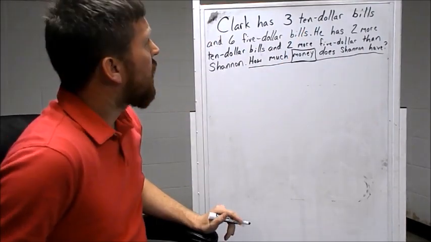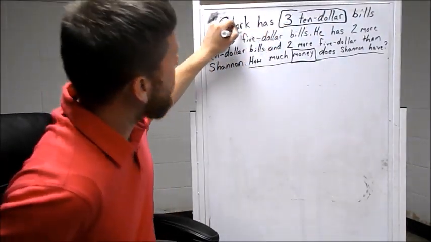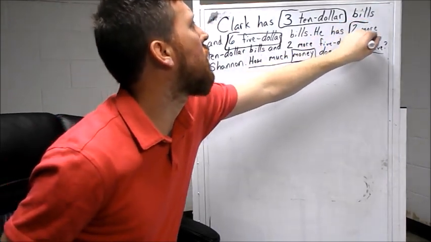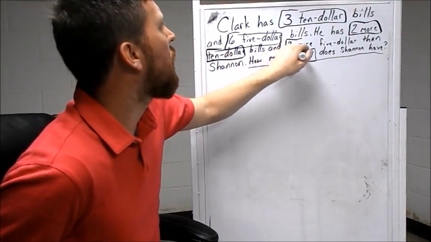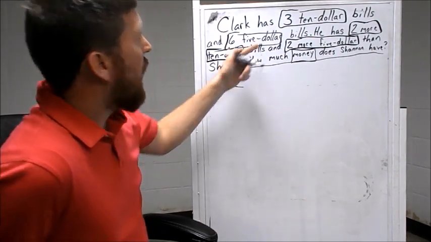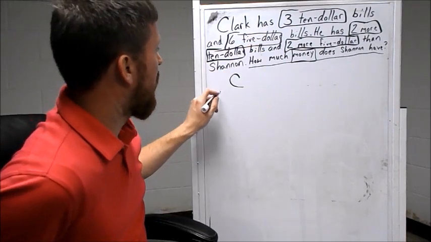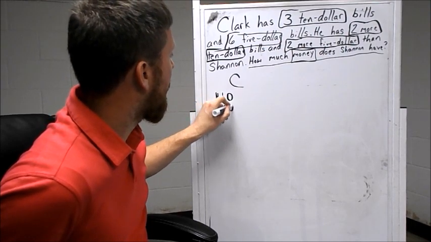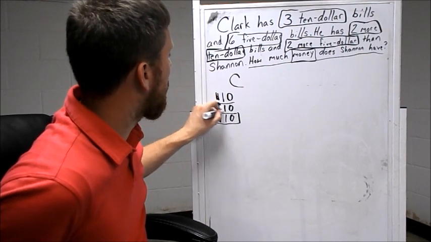What does Clark have? Clark has 3 $10 bills and 6 $5 bills. He has 2 more $10 bills and 2 more $5 bills. So I'm going to come down here and I'm going to write Clark. And I'm going to draw boxes for the bills. So it says he's got 3 $10 bills. So I'm going to put 10, 10, and 10. Okay, so he's got 3 $10 bills.